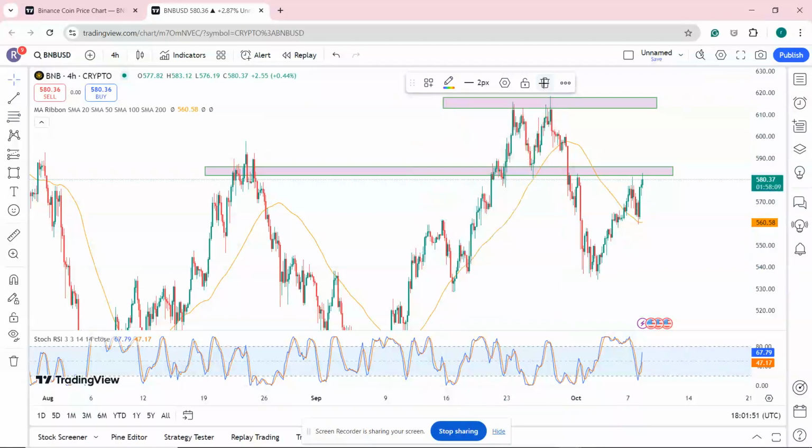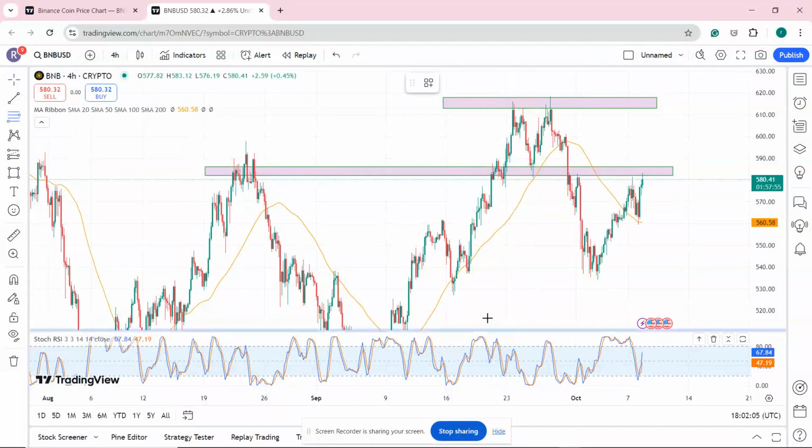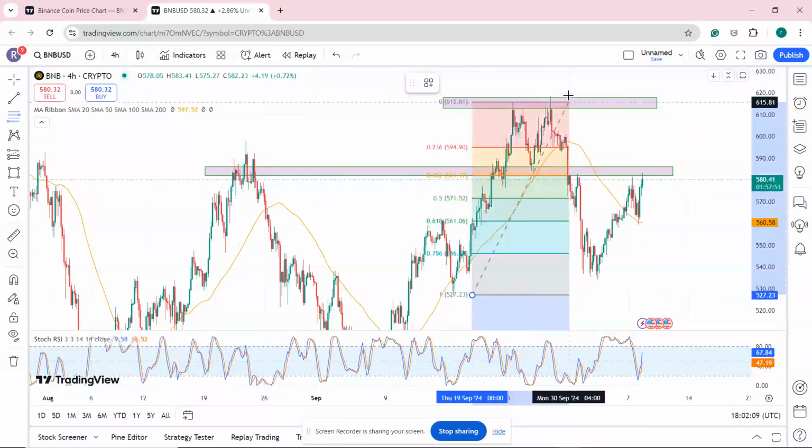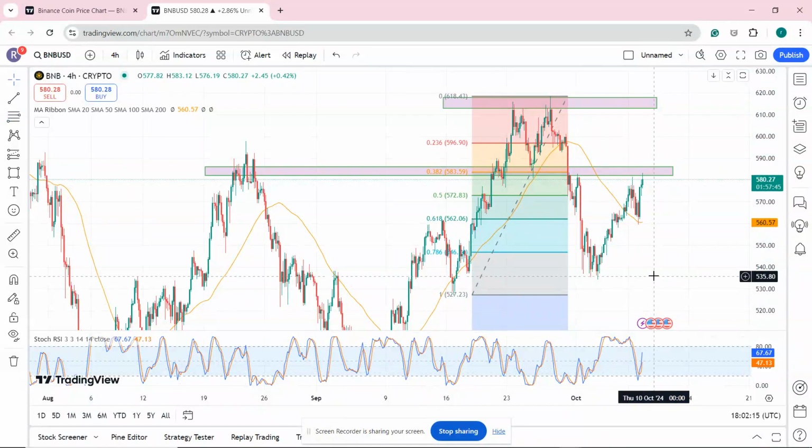Okay, let me explain something. Let me delete it again and explain. So you see, this is the wick. I'm taking it from the wick of this candle to the highest wick of this candle. I hope you get it now. So let's do it again. You click on the arrow here, click on Fib Retracement, take a look at the lowest wick, and you draw it to the highest wick.